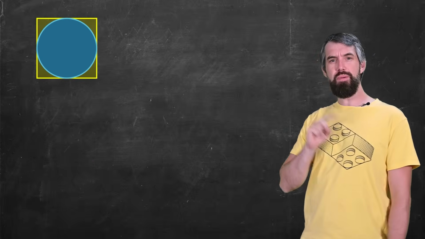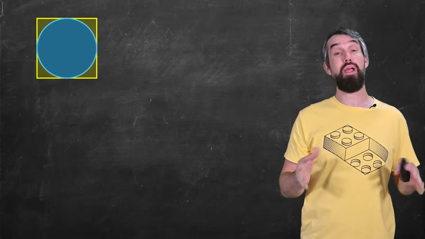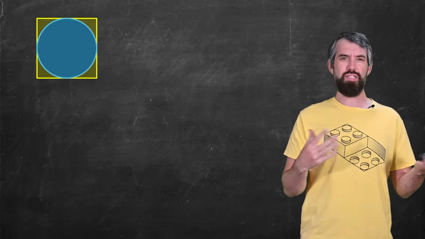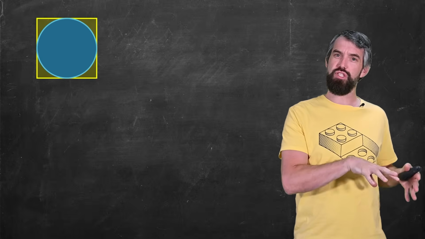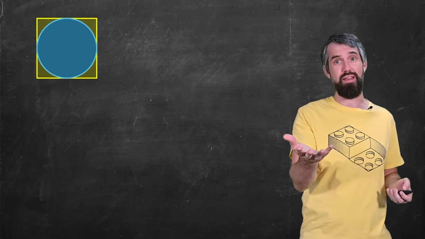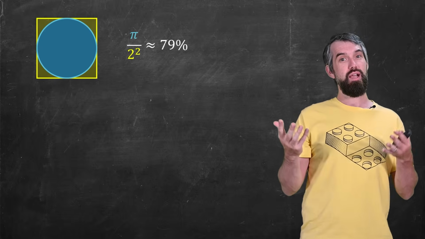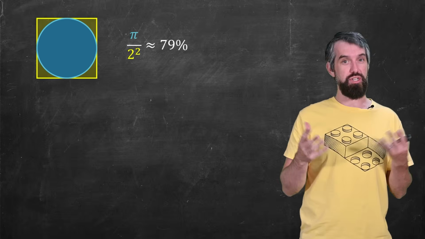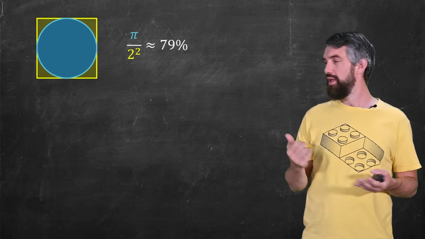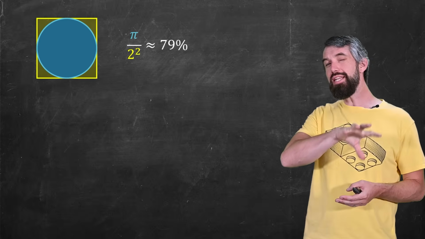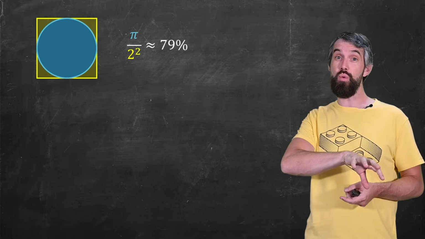So let me put up here now the two-dimensional square and the two-dimensional circle. And you could ask the question, what percentage of the square does the circle contain? If you do the math, it's pi r squared, so pi times 1 squared divided by the area of the square, which is 2 times 2, or 4. It's about 79%. The circle takes up 79% of the square.